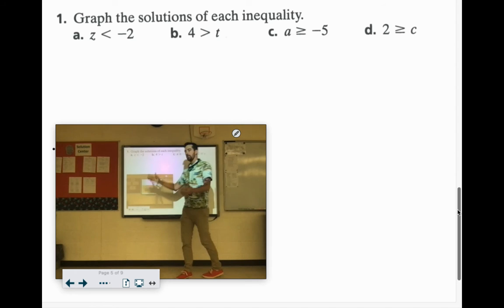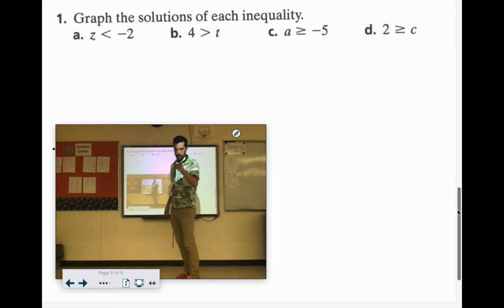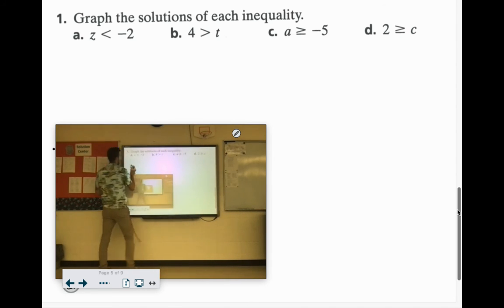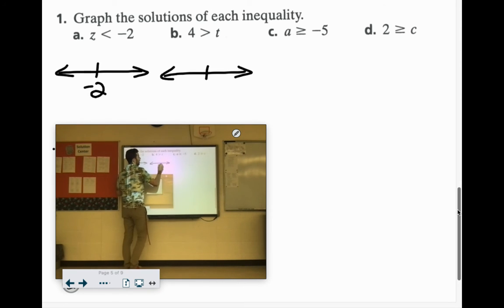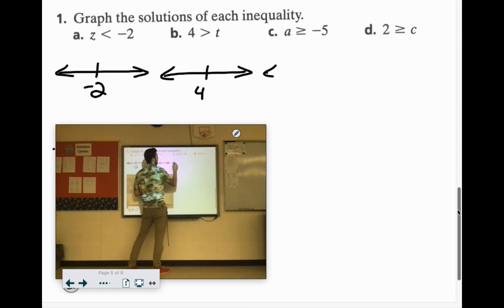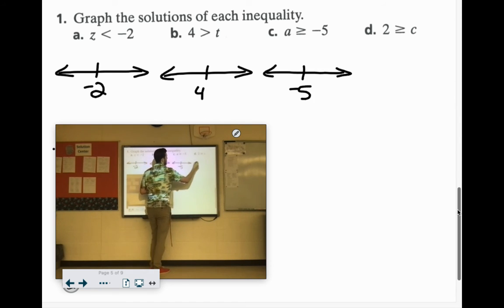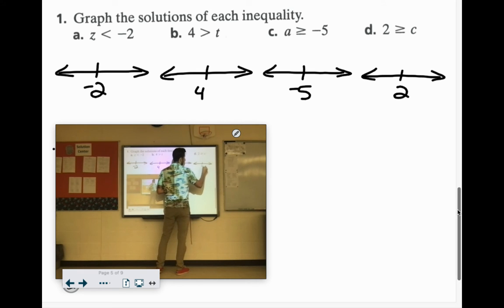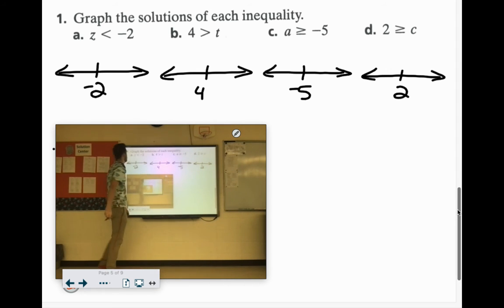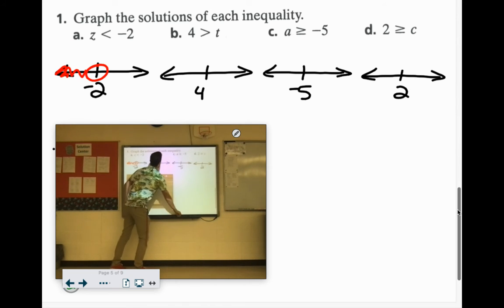There's 4 of them. Graph them, try it out, pause it, and try it, and I'll do them right now. All right, open dot, the letter's first, so follow the arrow. Open dot, the letter's second, so we're going to go the opposite way. It's pointing right, so we'll shade left. Or you can rewrite that as t is less than 4.